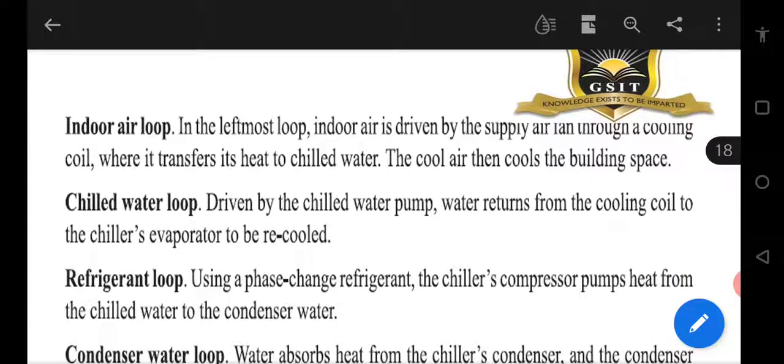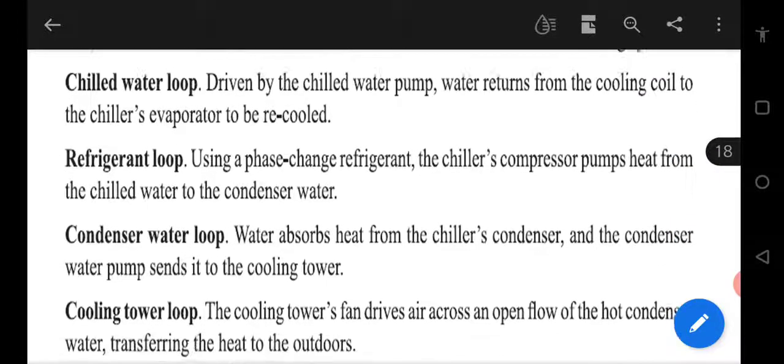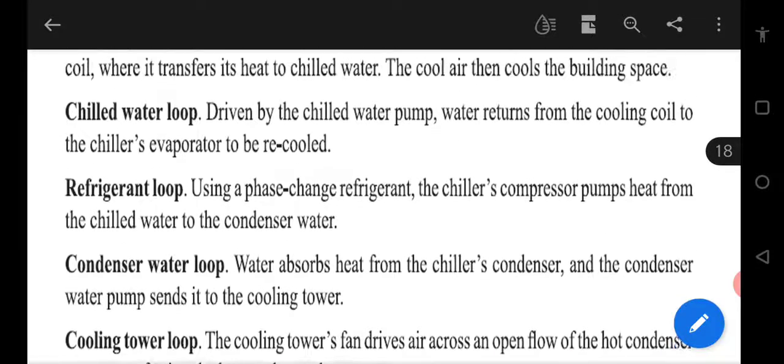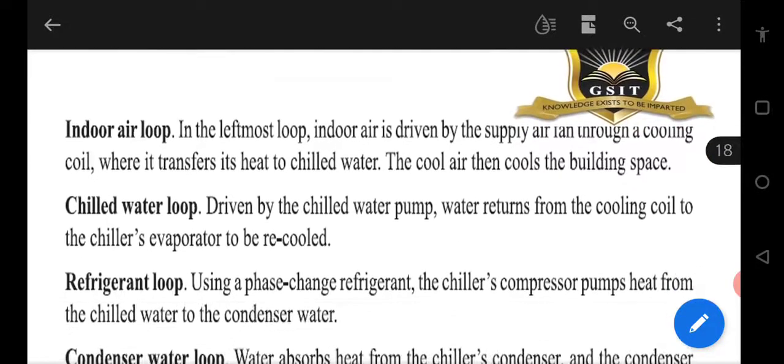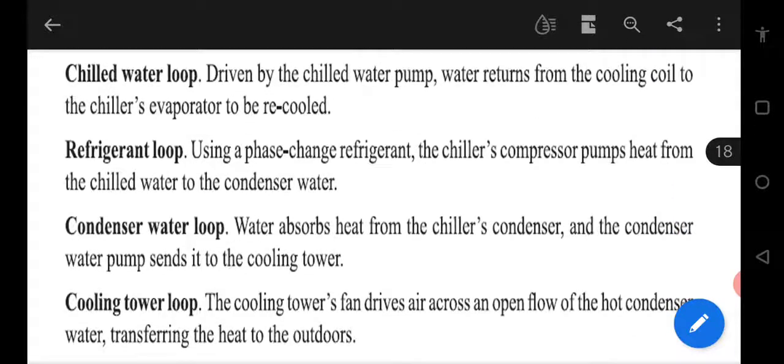So these are the loops: indoor air loop, chilled water loop, refrigerant loop, condenser loop and the cooling tower loop. In centralized air conditioning we have these two extra loops, the indoor air loop and the cooling tower loop, whereas in our normal domestic air conditioner we have only the refrigerant loop and the condenser loop.